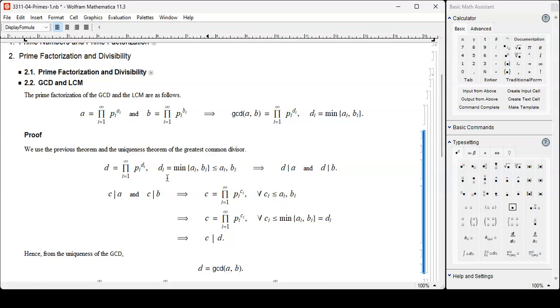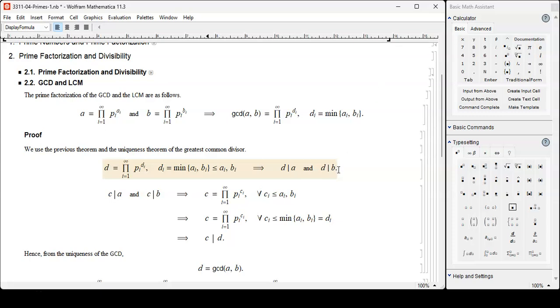di is the minimum, so it's less than or equal to both ai and bi. Therefore, d divides both a and b. Okay, so it's a common divisor. It is a little bit more than a one-liner, sorry about that. Yeah, okay, that's one aspect.